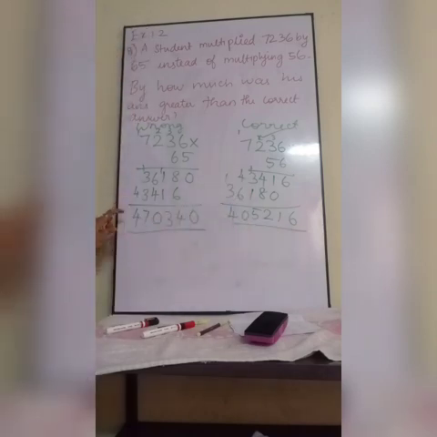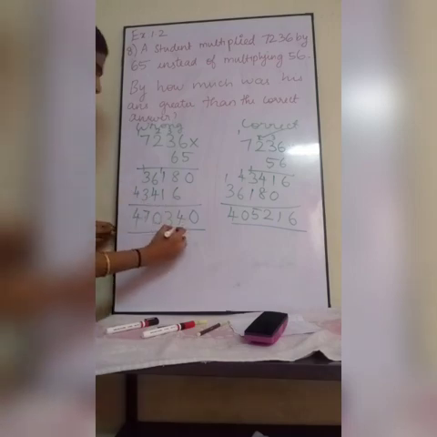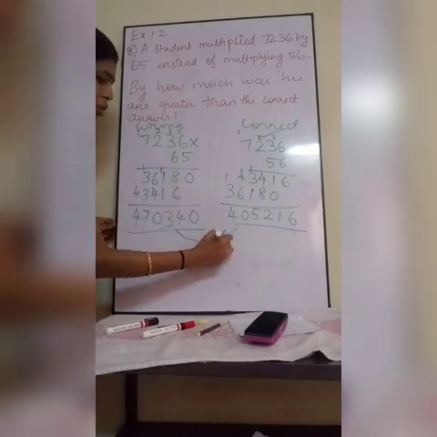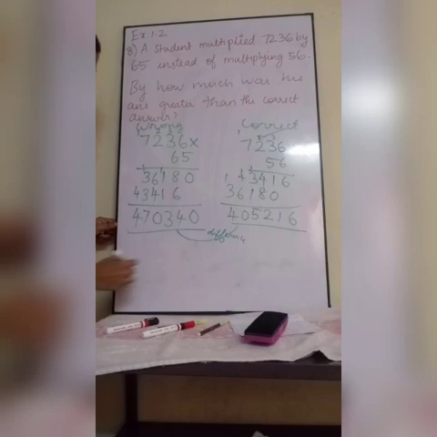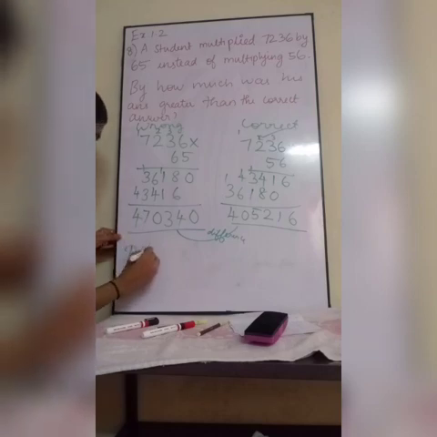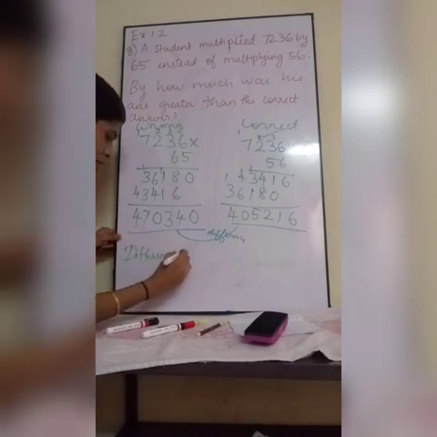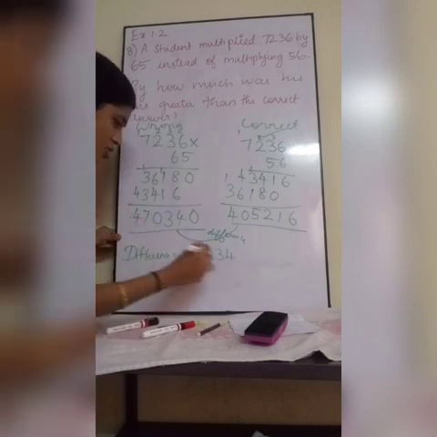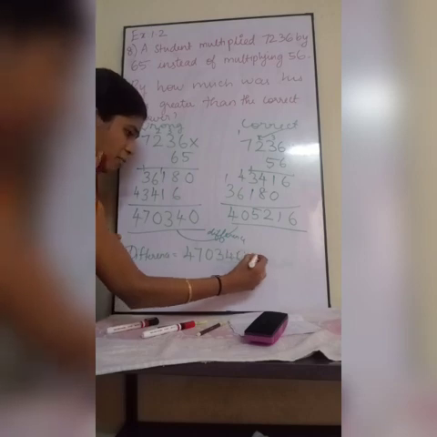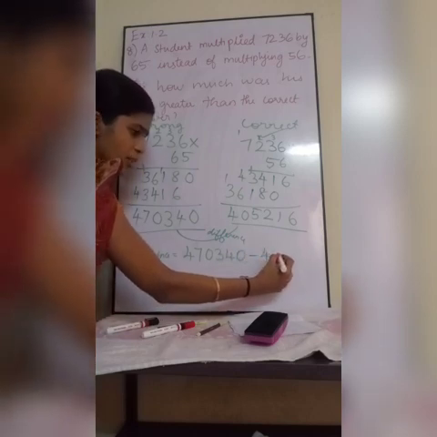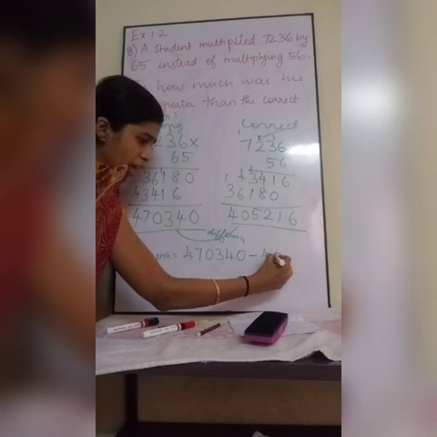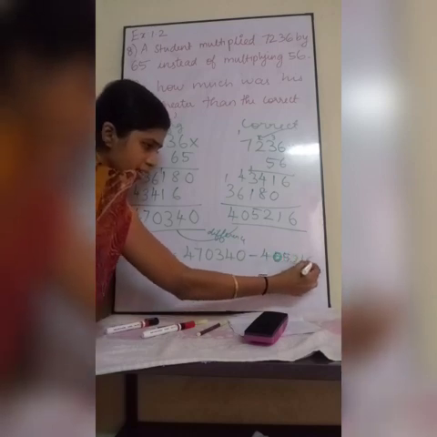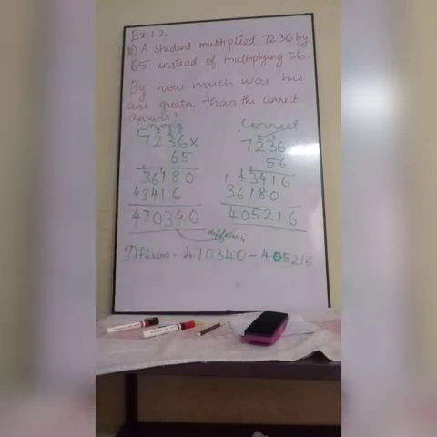Obviously this wrong answer will be greater than the correct answer, which they have already told you. They are asking how much greater it is, that's all. So we have to find the difference between them, right? Only then we can find how much greater it is. So how will we find the difference value? 4,70,340 minus 4,05,206. I am going to subtract these two values.